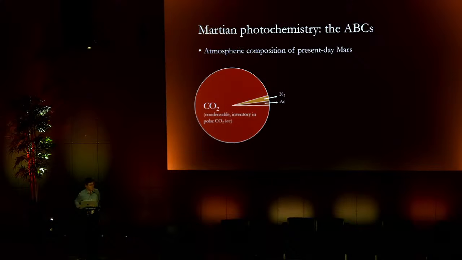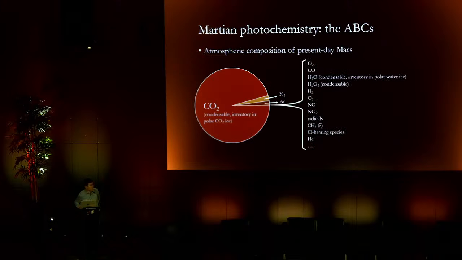In the last bit of the atmosphere, we have many chemical species, including molecular oxygen, carbon monoxide, water vapor, and hydrogen peroxide, which is also condensable. Water vapor is also condensable, of course, and it has an inventory in the polar water ice. And we have hydrogen, ozone, which is observable, nitrogen-bearing species, and a suite of radicals.